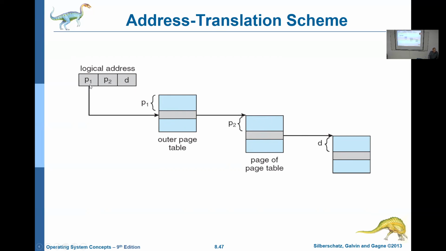No, sorry, P1 tells me which actual frame I want. P2 tells me within that frame which row I want. And now I've got the row, this gray row. And then that gray row tells me which actual frame the memory that I'm looking for is. But I still need to know in the frame where it is. That's D. And that tells me how far down to go. Okay?